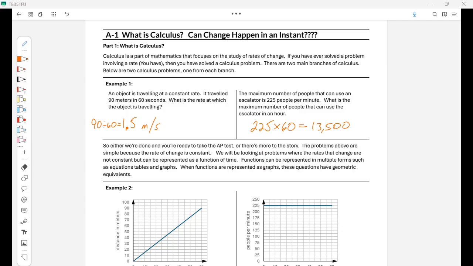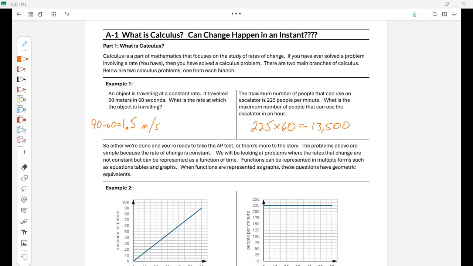Cool. So either we're done, because that's all there is to calculus, or there's a little bit more to the story. Both of those problems involved a constant rate of change. On the left, it explicitly said it was a constant rate. On the right, we were looking for a maximum. What if there was a big line in front of the escalator and we really put it to its max? That ends up making that rate constant, 225 per minute. So both of those had a constant rate of change baked in. What's going to happen in calculus? We're going to make that rate of change not constant anymore.